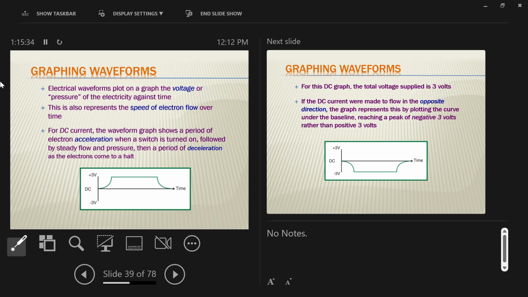So the waveform of the graph shows a period of acceleration. That's this little upswoosh, okay? That's when the switch is turned on, followed by steady pressure as the device is running, followed by deceleration of the electrons in the circuit as the device is turned off. So it's turned on here, and it's turned off right there, okay? And once it's turned off, all the electrons decelerate, nothing's moving, everything's stationary, sitting still, okay?